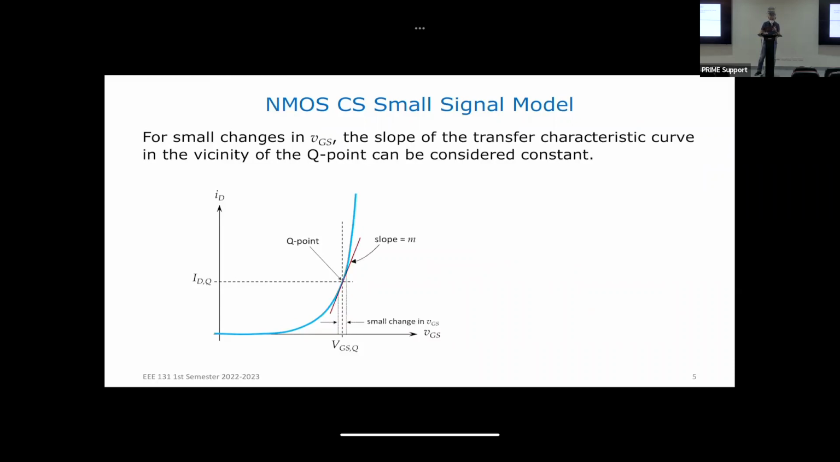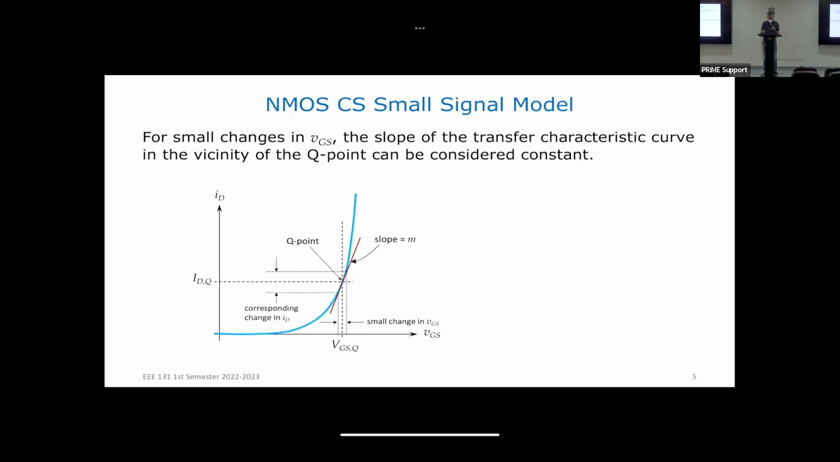This is a small change in VGS. Ito, that's a small change in VGS. If I take a look at the blue line and I take a look at the red line, in between or in this range, you can approximate the blue line and the red line, okay, to be the same. Yun ang sinasabi ko rito. For small changes in VGS, yung blue line and the red line will be the same.